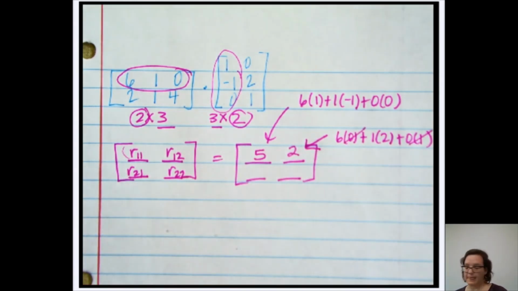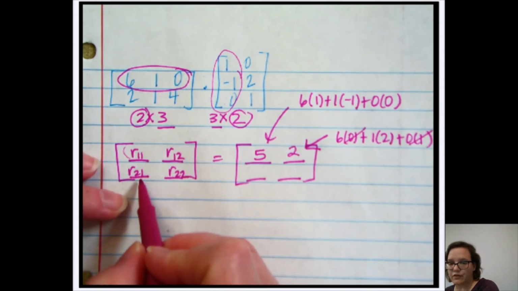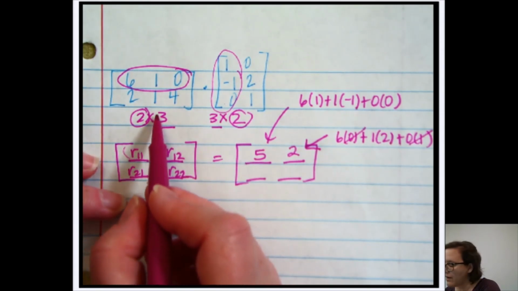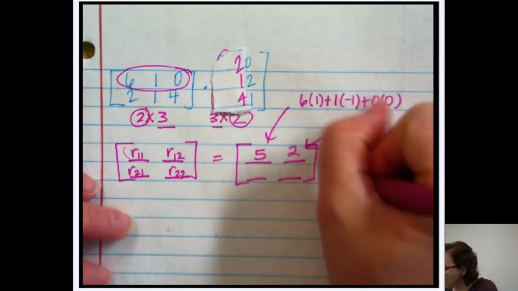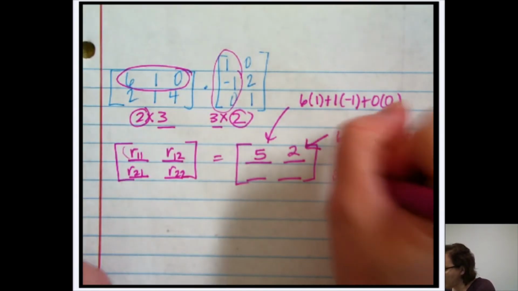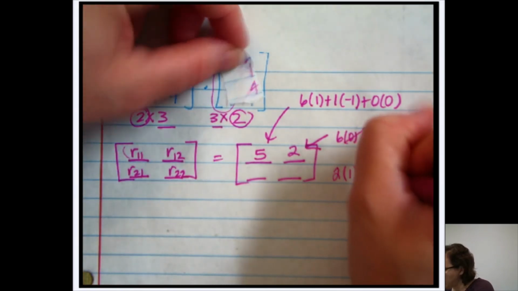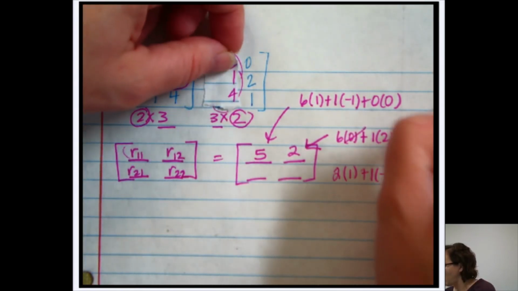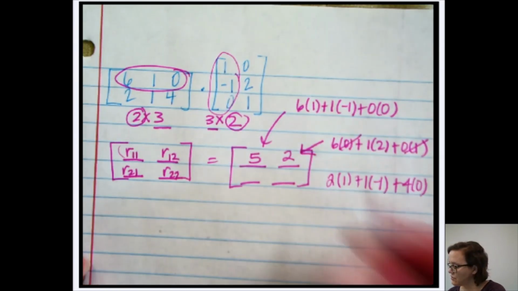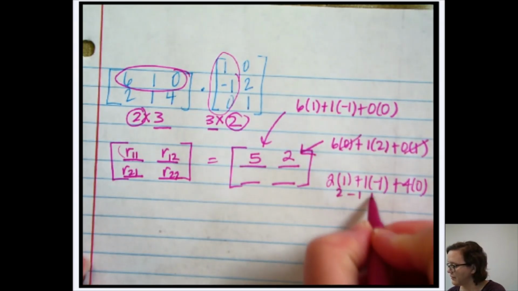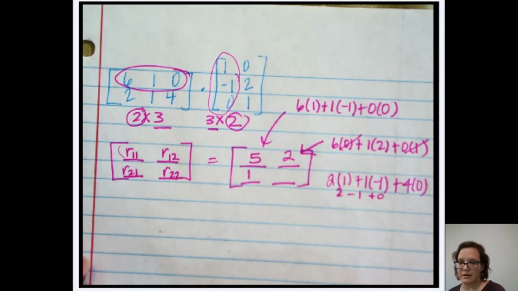And then the last 2 elements, use that bottom row, that 2, 1, 4. So this has to take the second row, first column, so I take the 2, 1, 4 and I lay it on top here, so I have 2 times 1, and then 1 times -1, and 4 times 0. And so that makes 2 minus 1 plus 0, or 1.